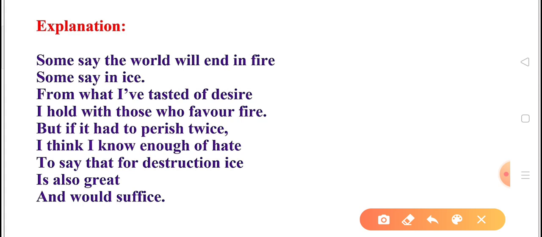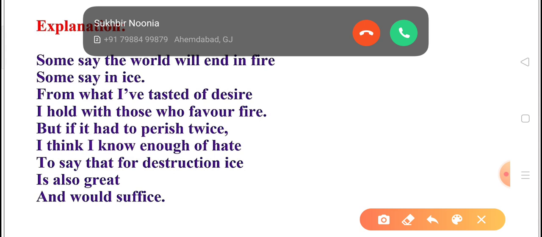Now we'll see the explanation part of the poem. It's a very small and short and sweet poem also, but very profound in meaning and philosophy. Only 9 lines are there. So let's study line by line.